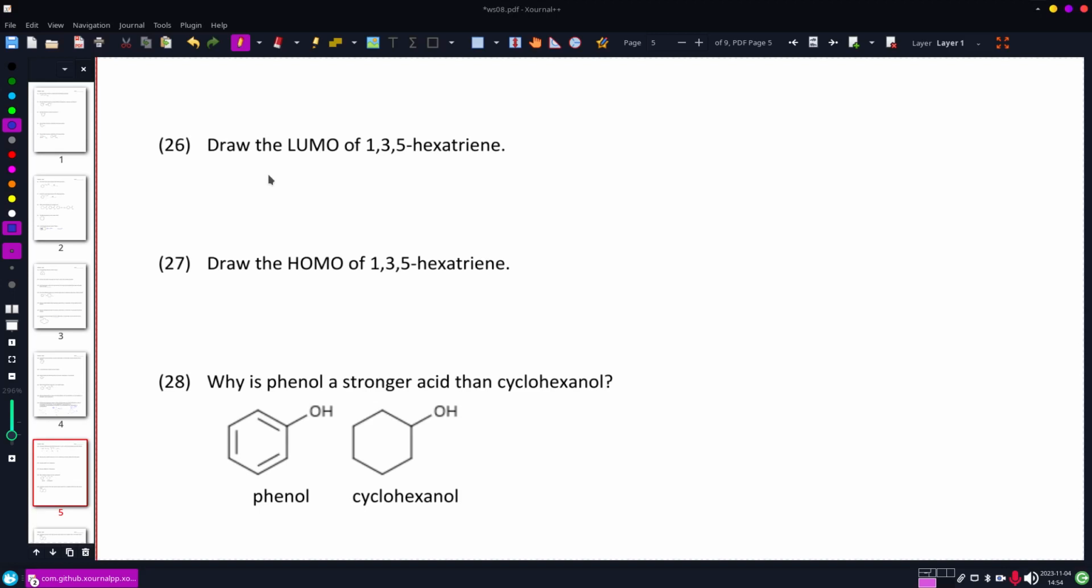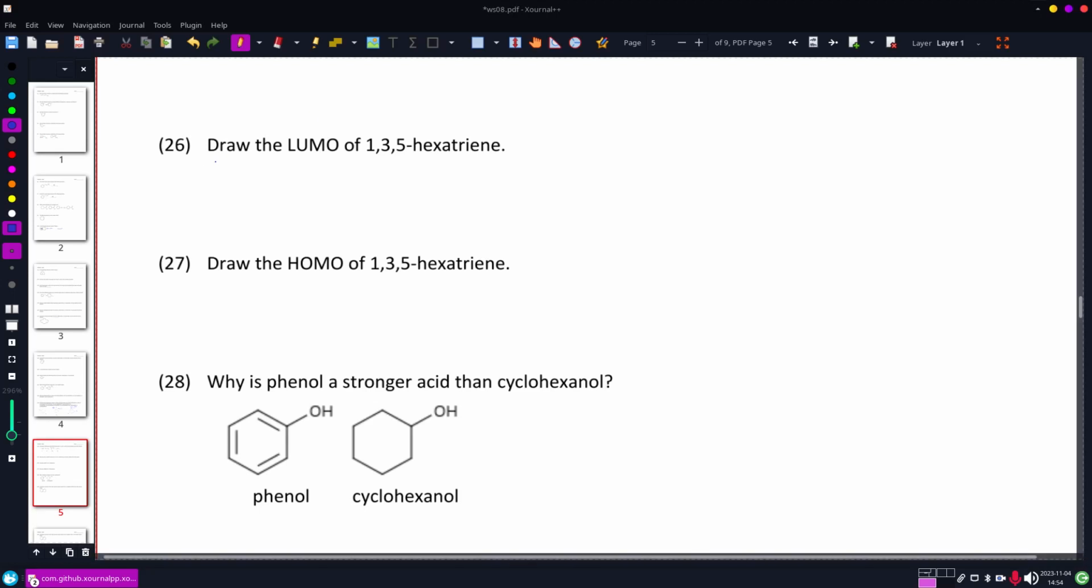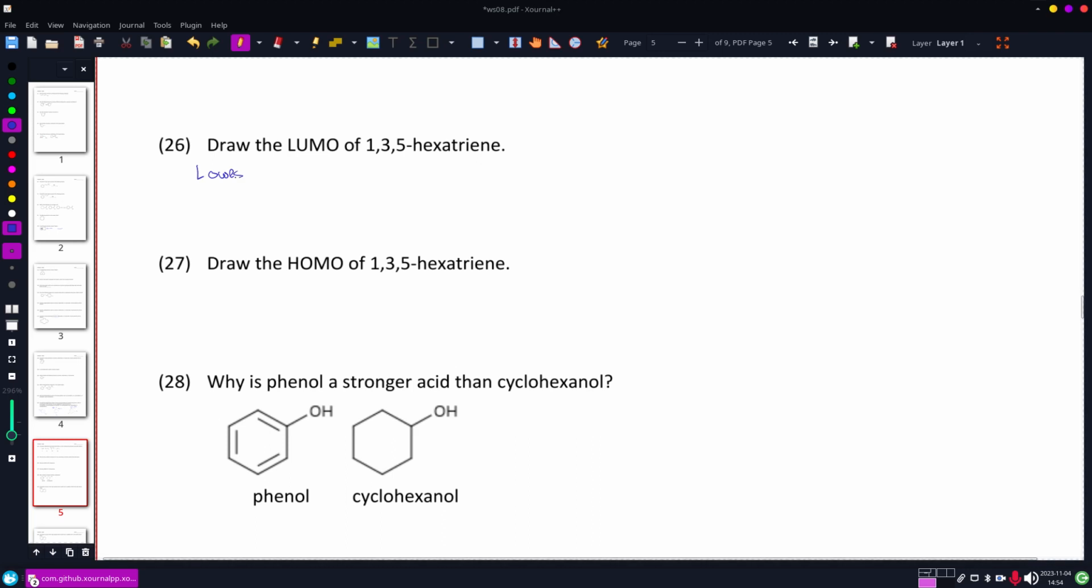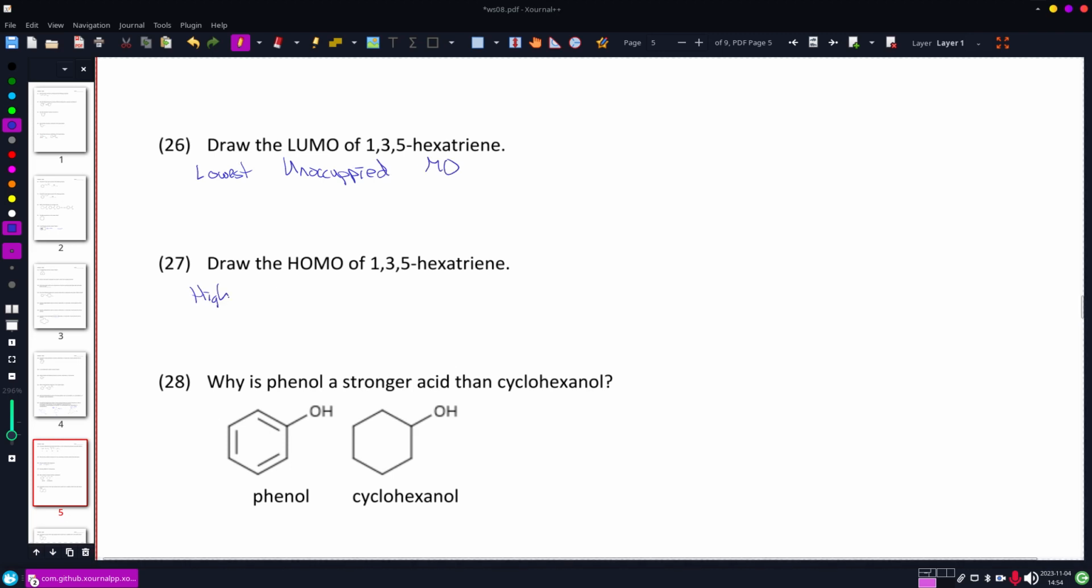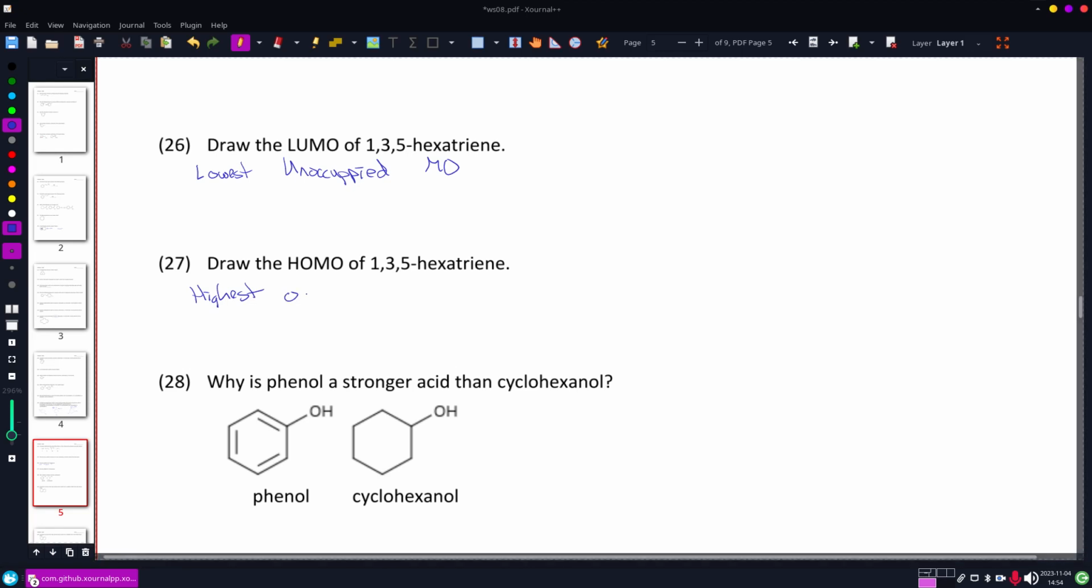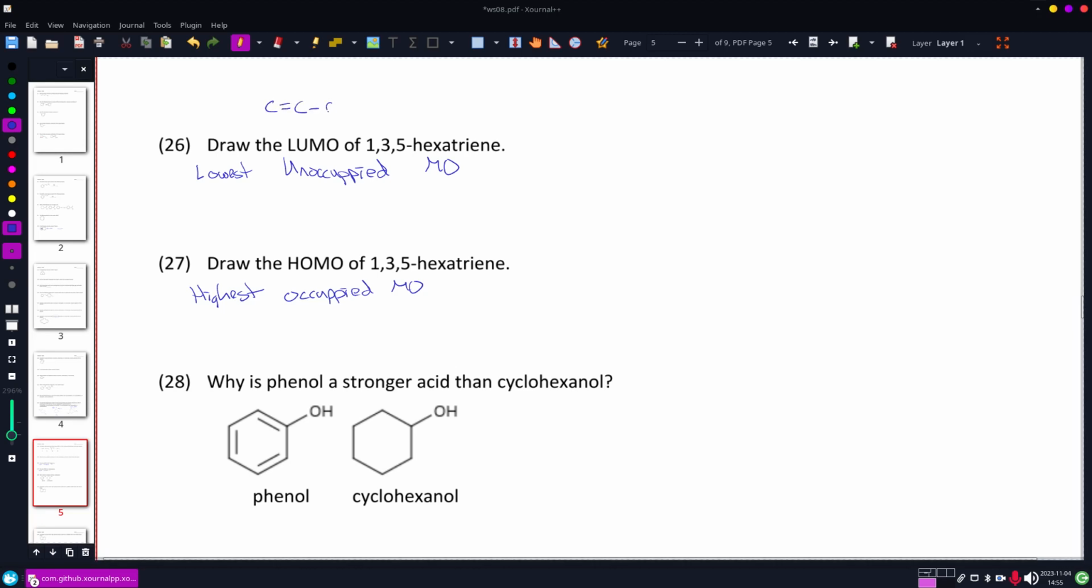All right, 26 and 27 we're going to do together because it's asking us to draw the LUMO of a system, which is the lowest unoccupied molecular orbital, and the HOMO is the highest occupied molecular orbital. All right, and both of these are for 1,3,5-hexatriene, which looks something like that.